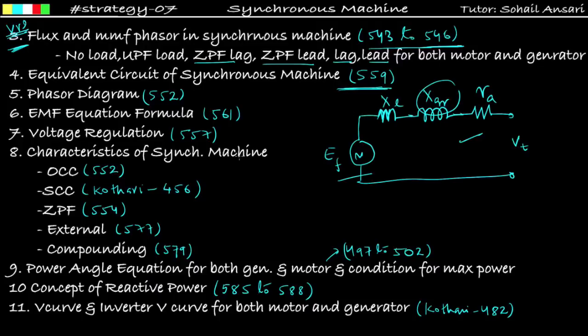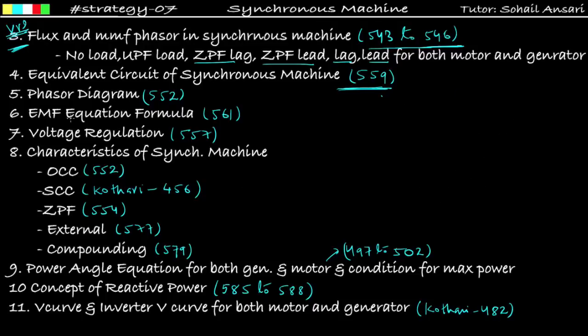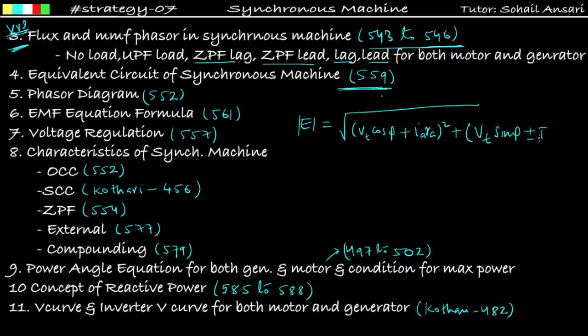Now the sixth one is the EMF equation formula, that is also very important, and that concept has been given in page number 561. You will get the magnitude of EMF that is equal to under root of (VT cos phi plus IA RA) square plus (VT sin phi plus minus IA XS) square. Okay, so the formula is already derived in page number 561 of PS Bhimra, so you can go through that. So by using this equation you will get only the magnitude of EMF.